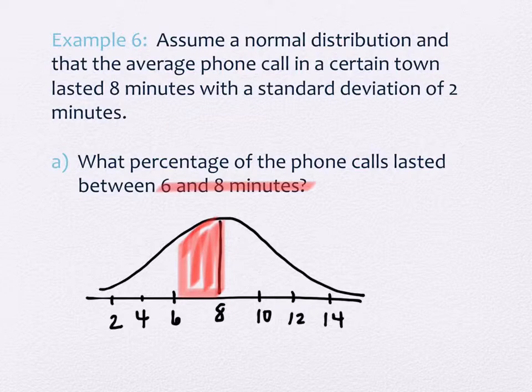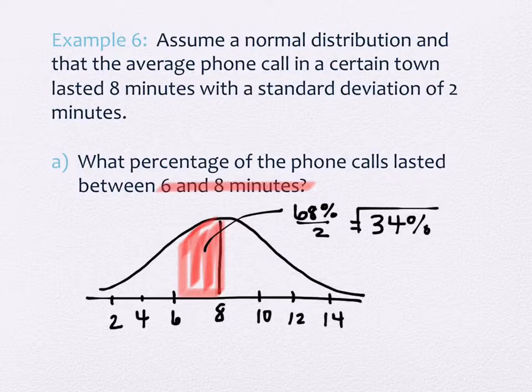We just have to think through how we would use the information. So what are you thinking when you see this on how to use that? 68 divided by 2. Right. So this is only one standard deviation in one direction, and normally it's 2 directions, so it's half of it. So this is going to be 68% divided by 2, which gives me 34%. And that's exactly how these problems are always going to work.